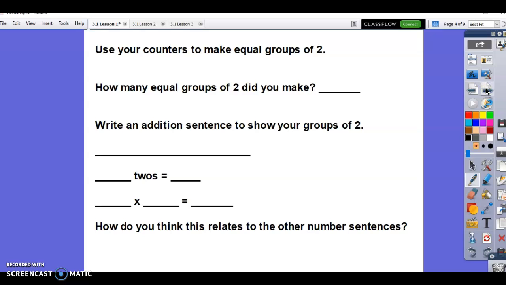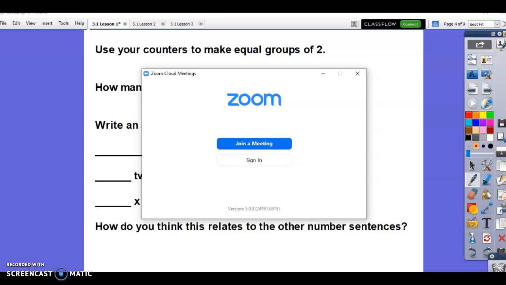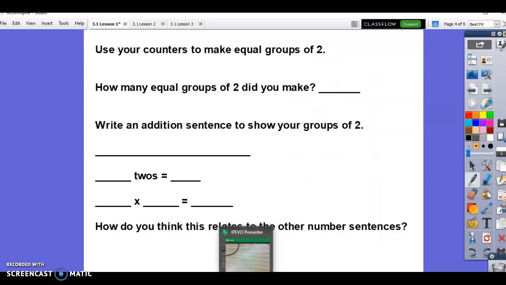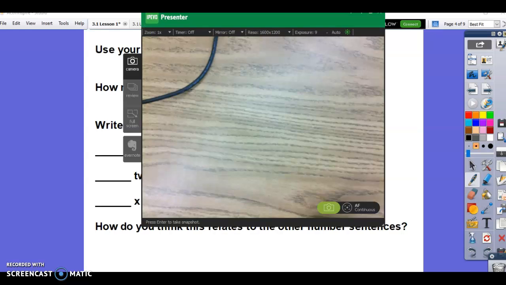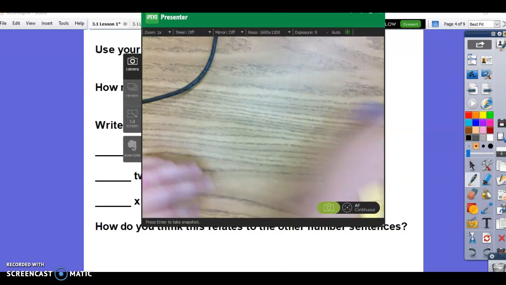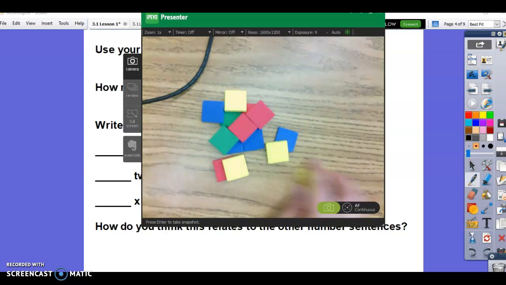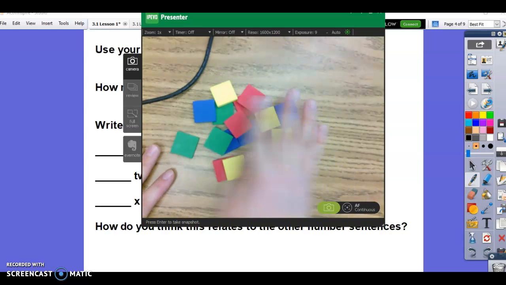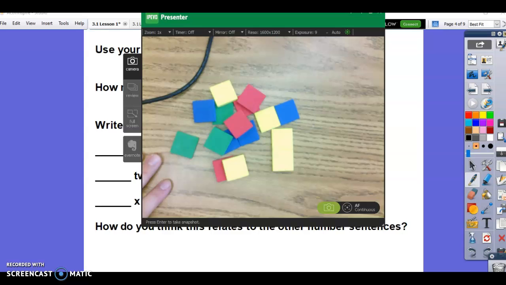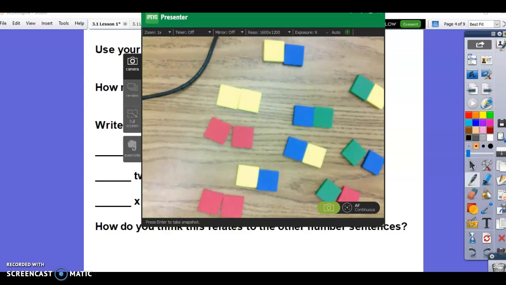On this one you're going to need some counters. With your counters, what I would like for you to do is get 20 counters out, and I want you to make equal groups of 2. Pause the video, and make equal groups of 2. Okay, you had a second to make your groups of 2.